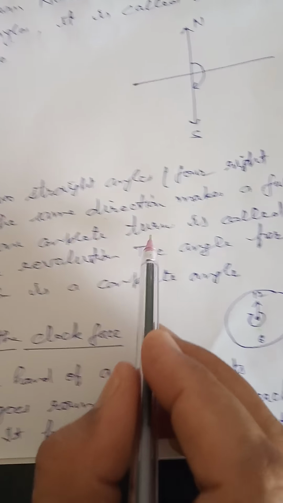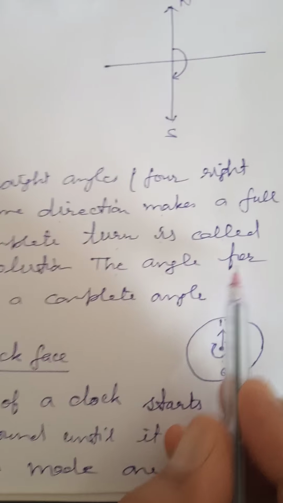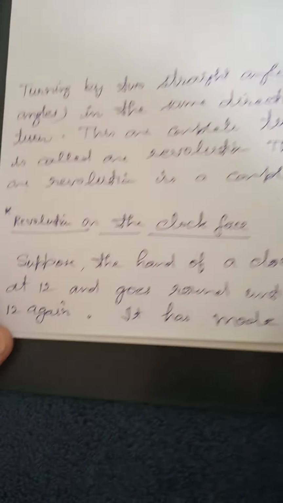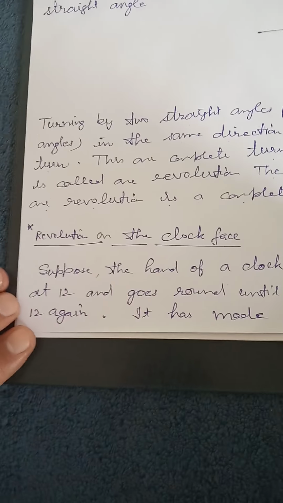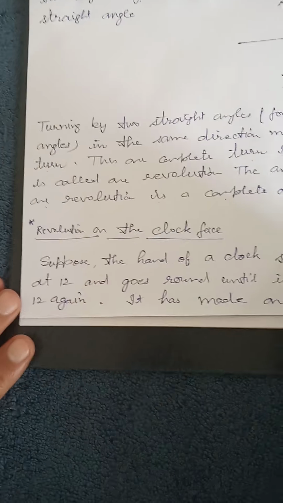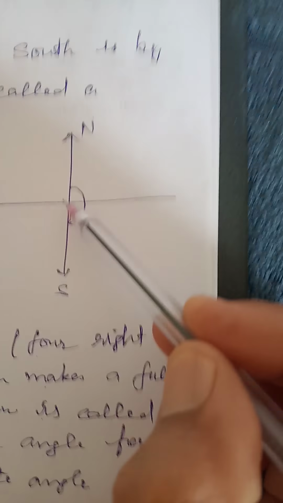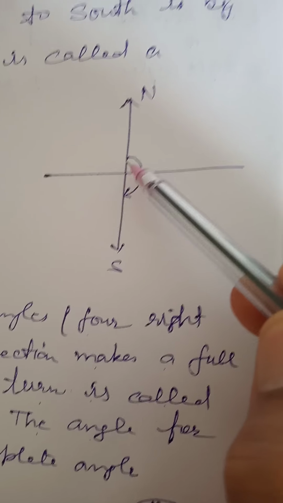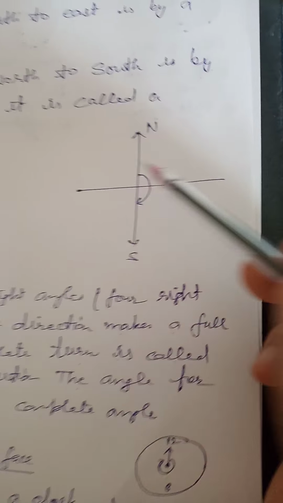This one complete turn is called one revolution. The angle for one revolution is a complete angle, and a complete angle means 360 degree of the angle. Now if we turn from north and then come back to north by moving in clockwise direction, it means we have completed one revolution.